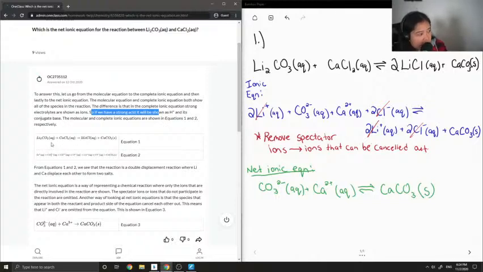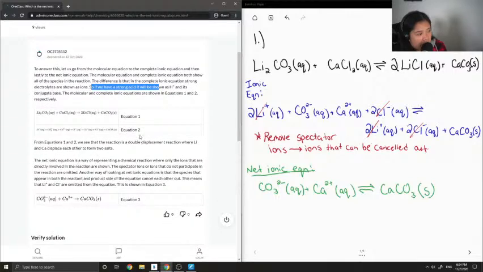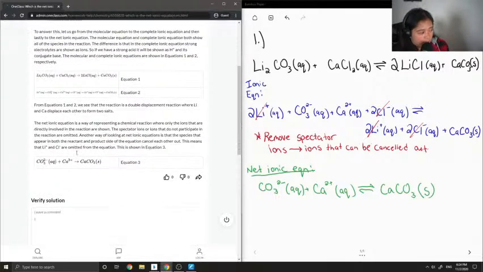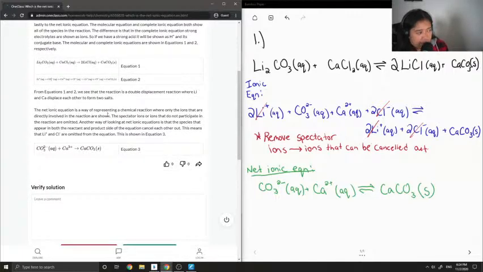So here they have the same molecular equation that I have in black, and then you'll see that they separate into their ions for equation 2. So we see that the reaction is a double displacement reaction where lithium and calcium displace each other to form 2 salts. The net ionic equation is a way of representing a chemical reaction where only the ions that are directly involved in the reaction are shown.